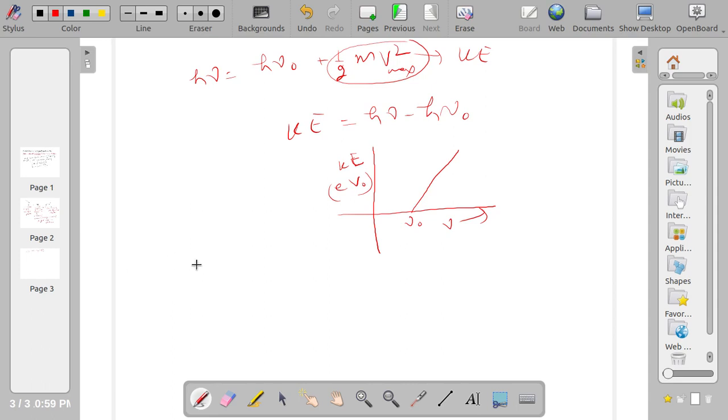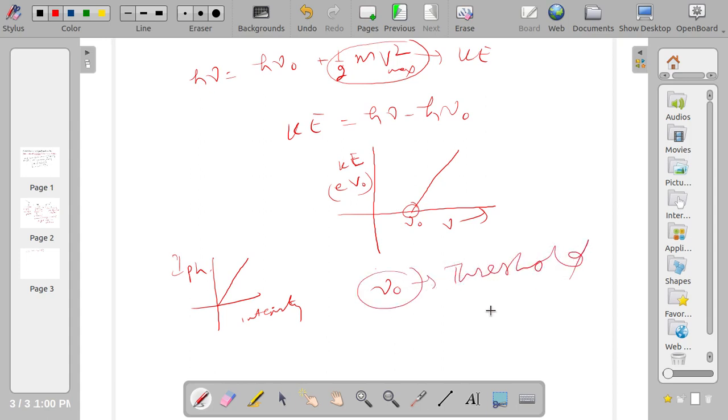Another thing, the photoelectron or the photocurrent increases linearly with the intensity, because as intensity increases, the number of photons increases. But this will happen only if the photon frequency is larger than a certain frequency, and that certain frequency is known as the threshold frequency, right? So nu naught is known as the threshold frequency.